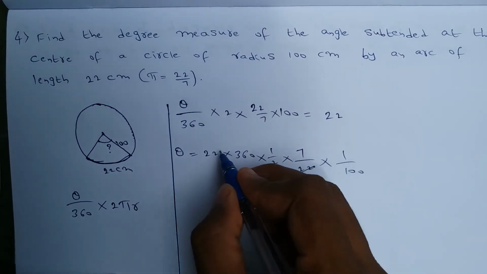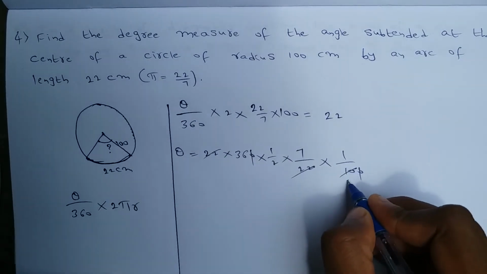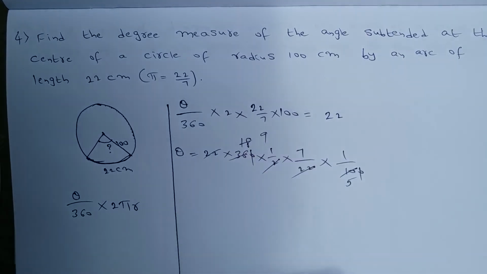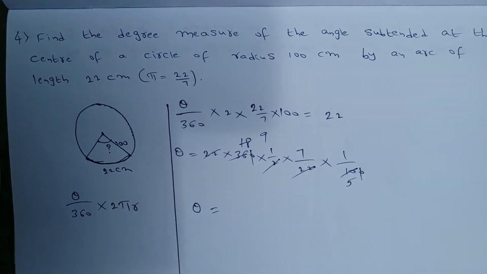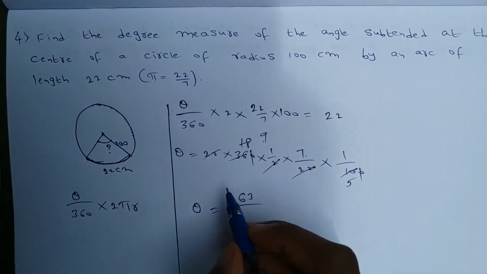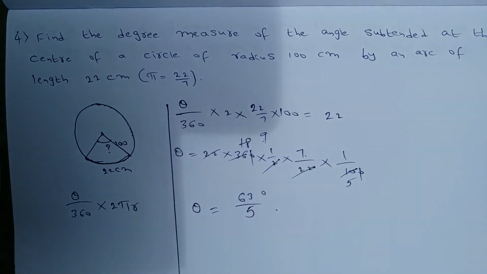So 22, 22 cancel. Here 0, 0 cancel. 2 5s are 10, 2 18s are 36, 2 1s are 2, 2 9s are 18. So theta is equal to, in the numerator we are left with 9 into 7. 9 7s are 63, divided by, in the denominator, 5. So 63 by 5 degrees.